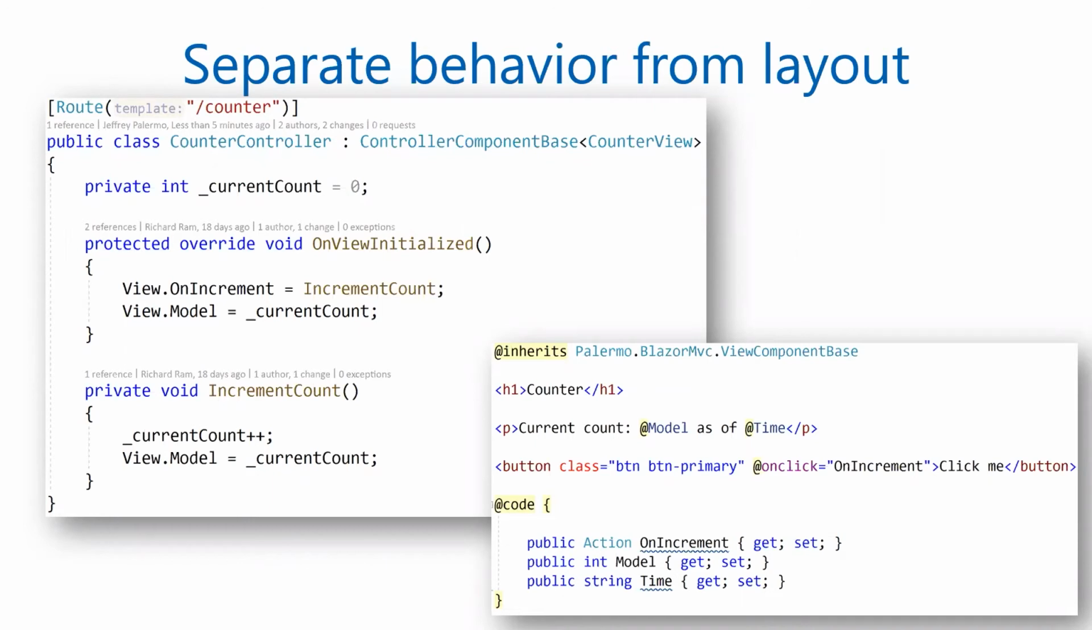But the view, you can see all it does is have a little bit of markup to output something, and it funnels the callback on the button click to on increment. That is an action property, which basically is a callback. It's a closure to a method that the controller sets. So the controller on view initialized is going to set the on increment callback action to the controller's method, increment count. And then, of course, we have model and time as two other properties that can be set.